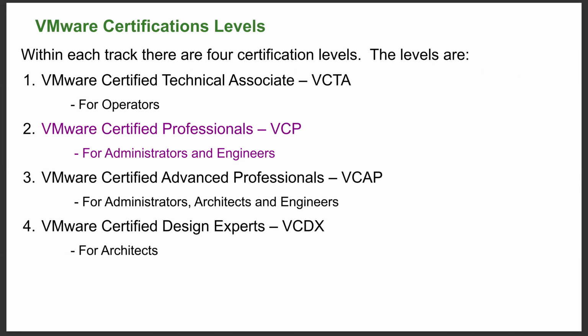Each track is divided into 4 levels. Some of us may be familiar with the Cisco certifications and the levels that exist within them, where you have CCNA at the associate level, and then the CCNP at the professional level. The levels in VMware certifications are arranged similarly.